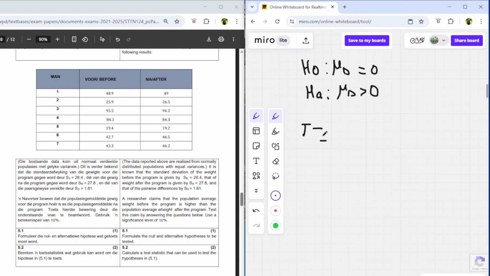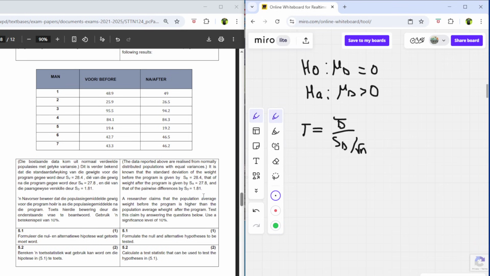T is equal to the average difference, the D bar, over the SD divided by the square root of n. Okay, so first of all, we need to find the average difference.